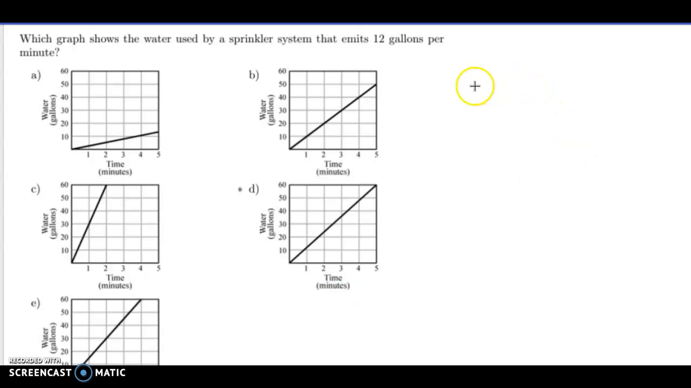Okay, well, first of all, let's take a look here. We're looking at 12 gallons, and that is per minute. So you know what that means? That means that's a unit rate. That means for every minute that goes by, 12 gallons of water is being used by the sprinkler system. So that is going to be our unit rate. So we are looking at these graphs and we're trying to figure out which one has that same unit rate.